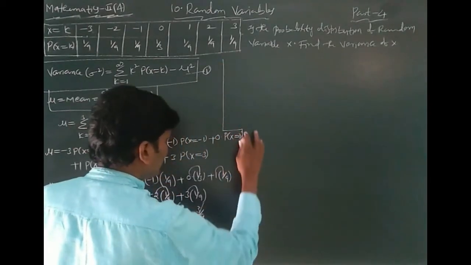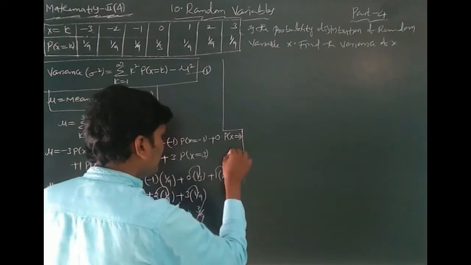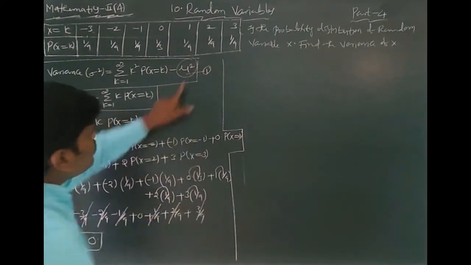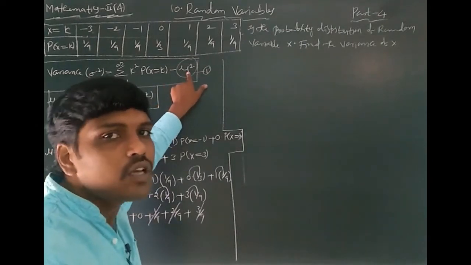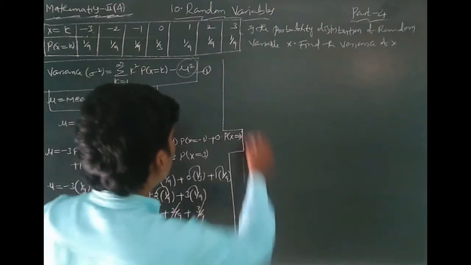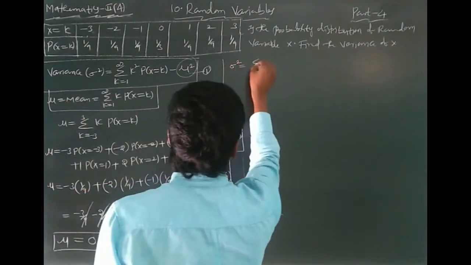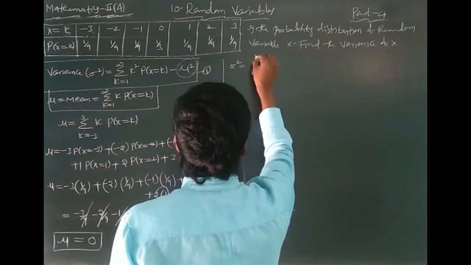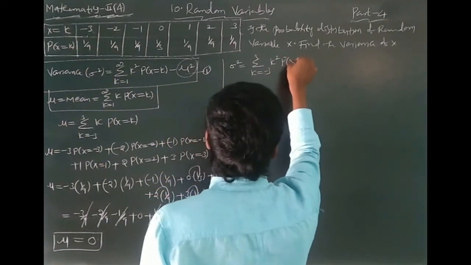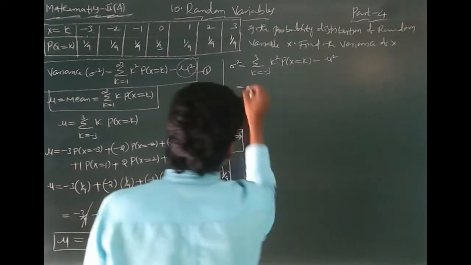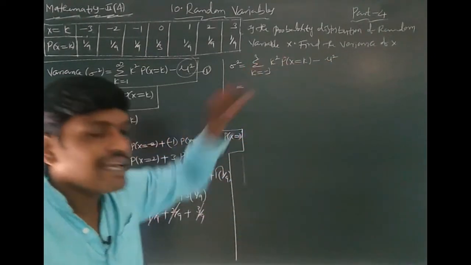Next, you can find variance. Here you can find variance. This is the variance formula. In this variance formula, you know that mu value. You can write sigma square equal to summation of k, the range is minus 3 to 3, k square into p of x is equal to k minus mu square. In this formula, first you can expand this term.